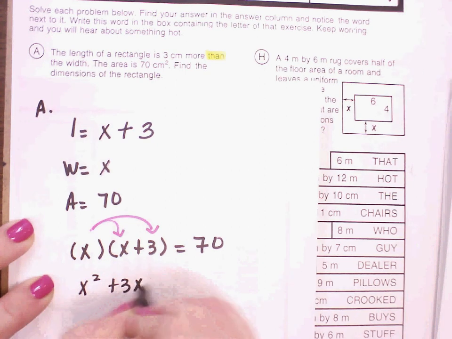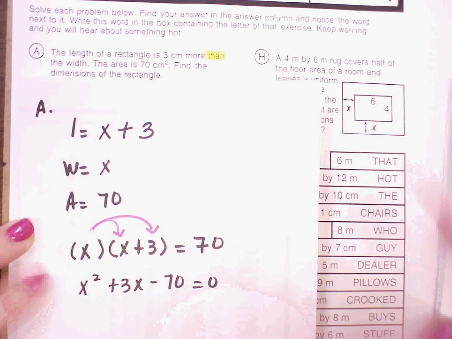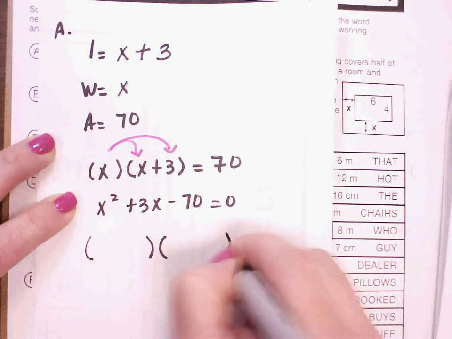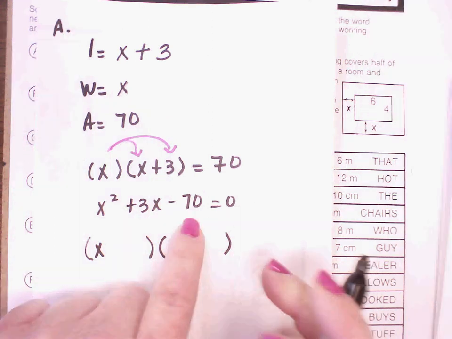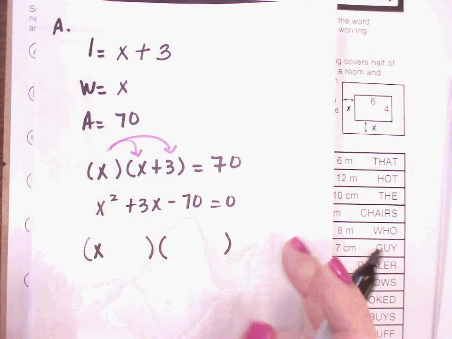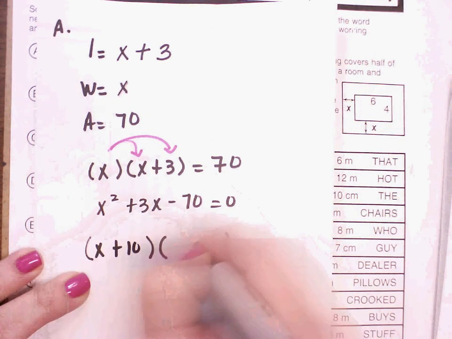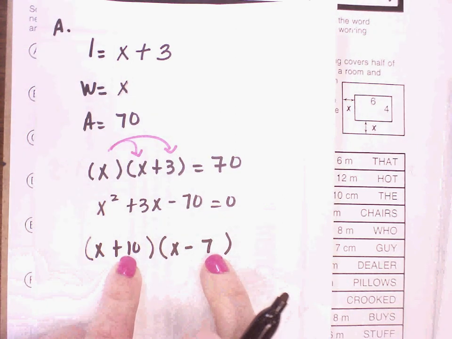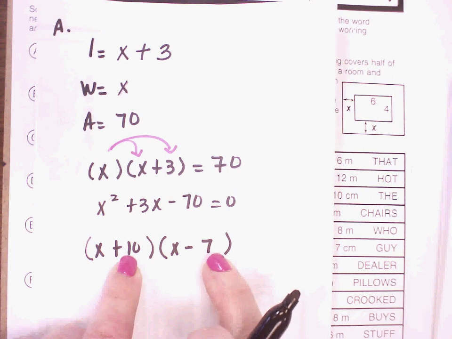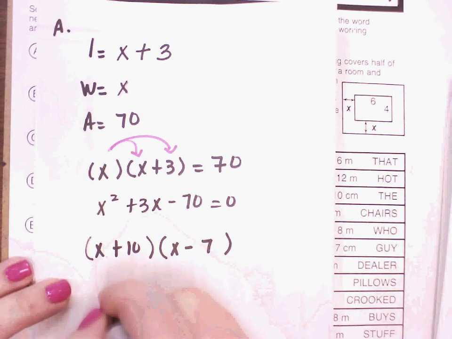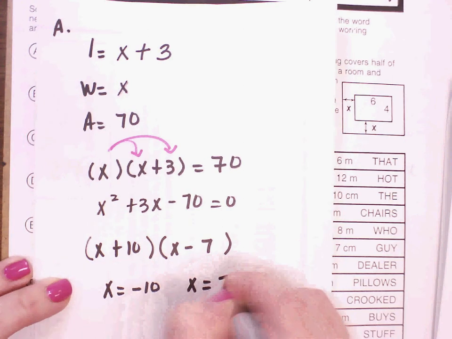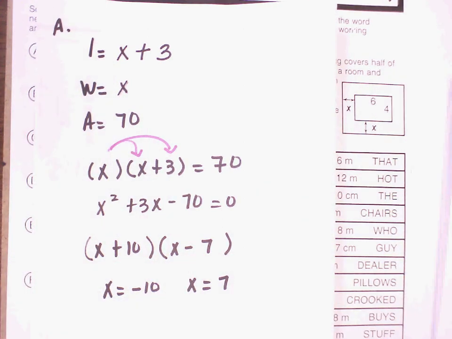All right, so this would be x squared plus 3x minus 70, right? Because I got to move that 70 to the other side. And then this one's really easy. You got to be plus minus, and it's plus 10, minus 7, right? When you multiply it is negative 70. When you subtract is positive 3. Okay? So x equals, and x equals.